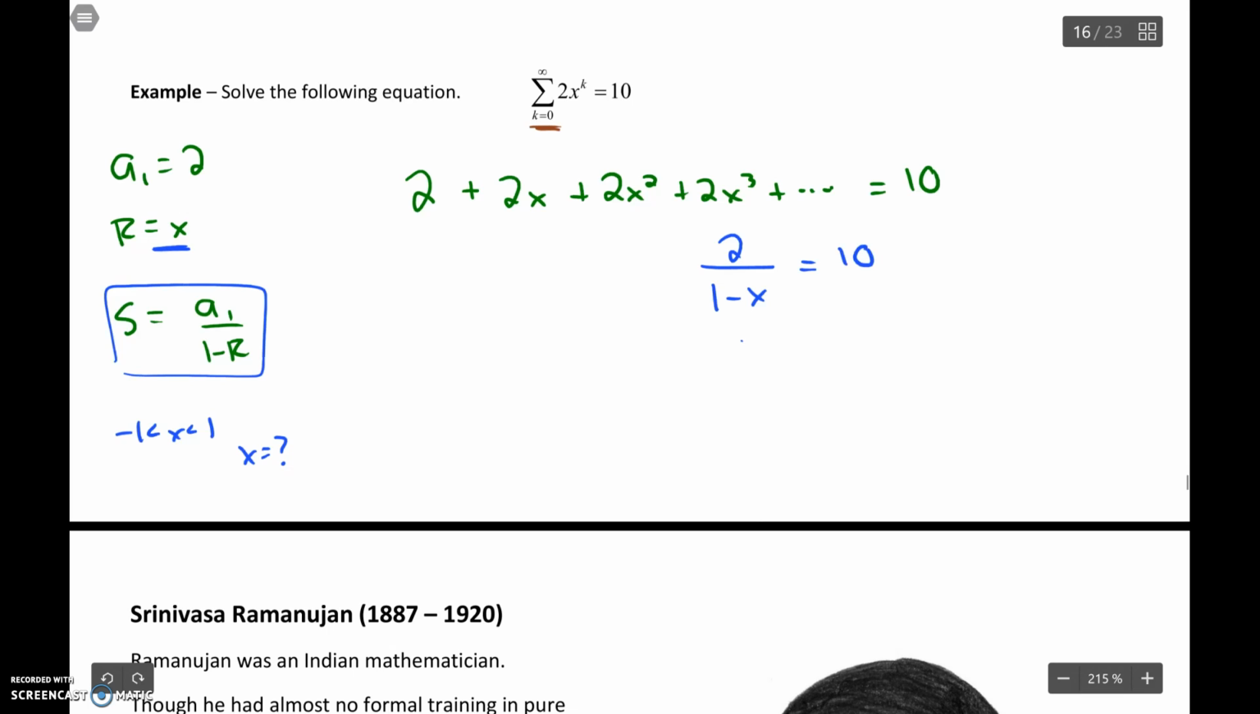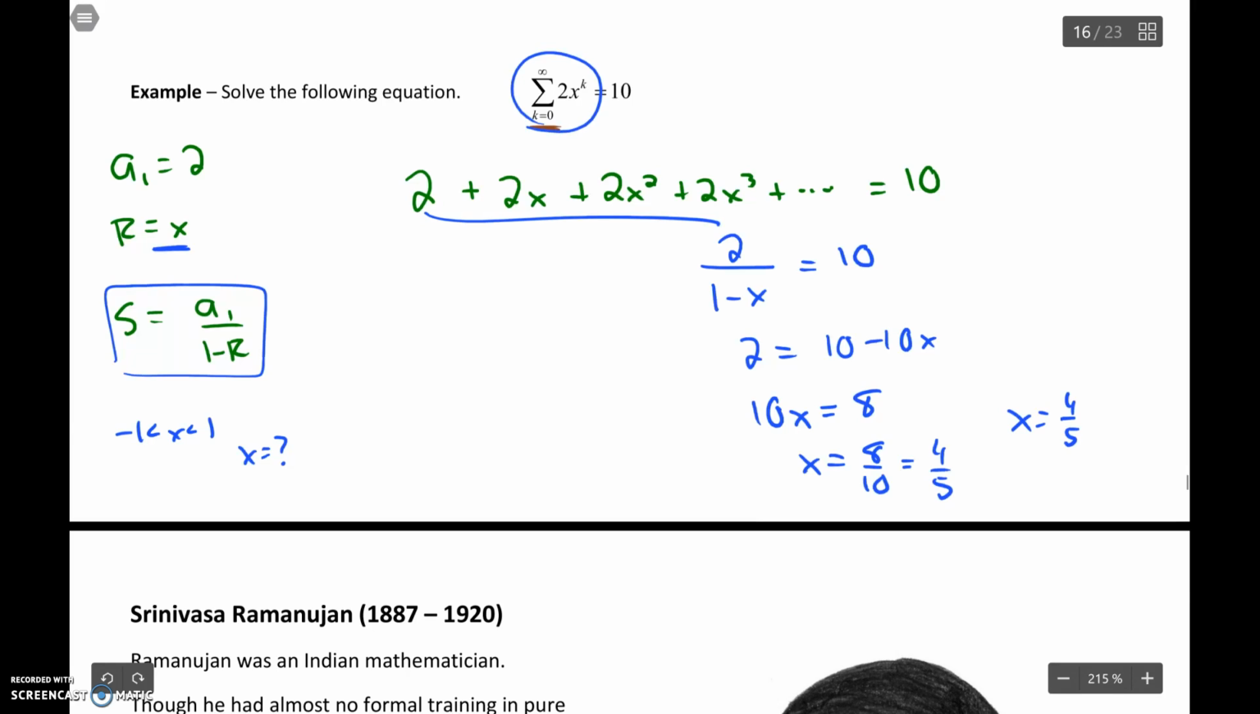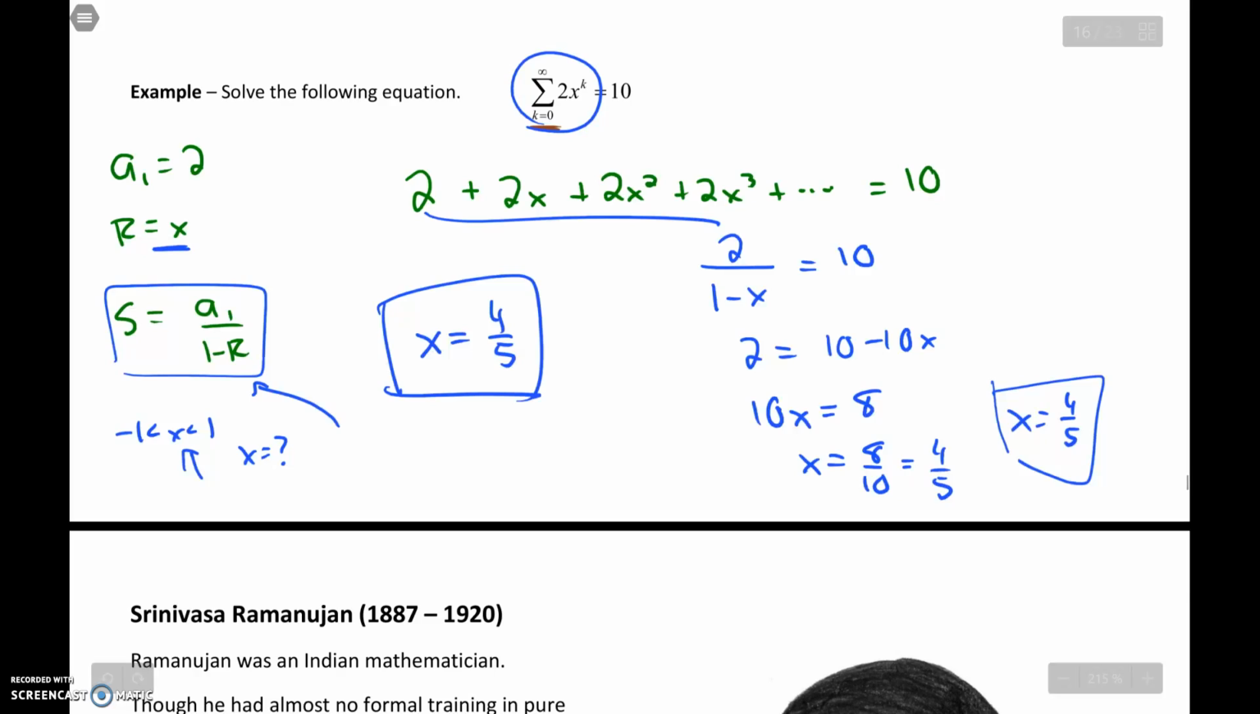So let's solve this for x. 2 equals 10 minus 10x, I guess. 10x equals 8. x equals 8 tenths, which is 4 fifths. Okay, so here it is. If this converges, then your x would need to be equal to 4 fifths in order to give you a sum of 10. And if x is equal to 4 fifths, then it does in fact converge. So my x is equal to 4 fifths, and I do have a valid solution to the equation.